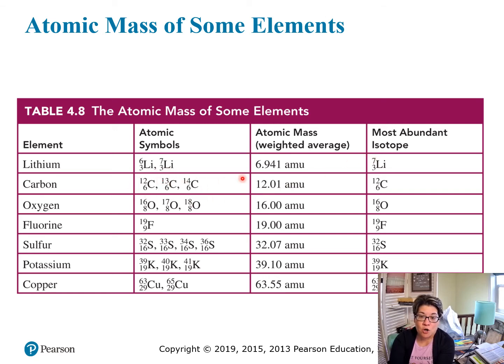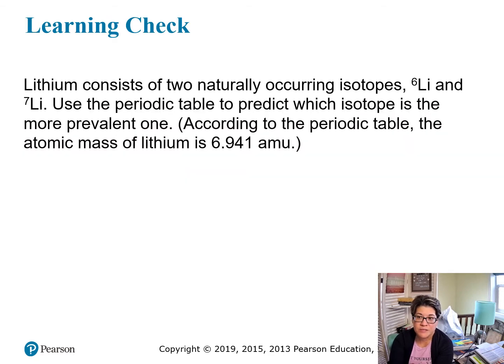Here's some different types of carbon that we've looked at. This is the atomic mass. It's pretty close to that 12. Here's oxygen. You can tell that it's pretty close to that 16. So this one's the most common one. Doesn't look like fluorine has any isotopes. For sulfur, this one's the most common one because it's close to 32. For potassium, that one's the most common one, close to 39. And then for copper, this one's more common than the 65 because it's closer to 63. So that's what the weighted averages look like for these different isotopes.